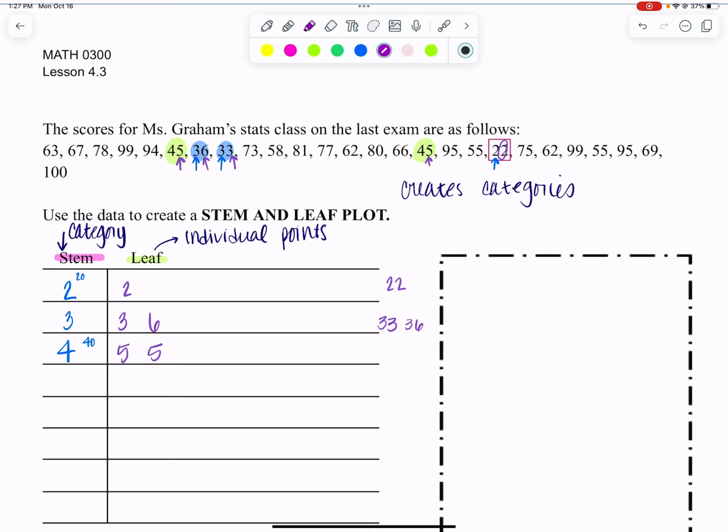So I did 20s, 30s, 40s. Let's find some 50s. Here's a 58 and a 55 and another 55. My students need to study. Okay, so I'm going to pull off my stem. My stem is the 5. We're working on the 50s category. And I'm going to pull off my leaves, in numerical order. So I'm going to start with the smallest. I have 2 5s. And then I have an 8.